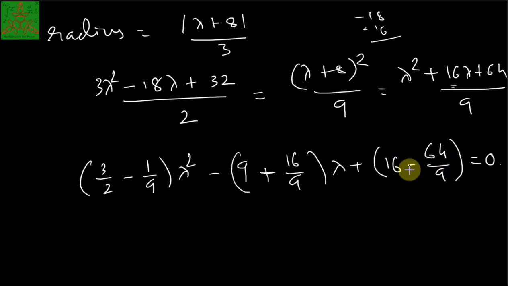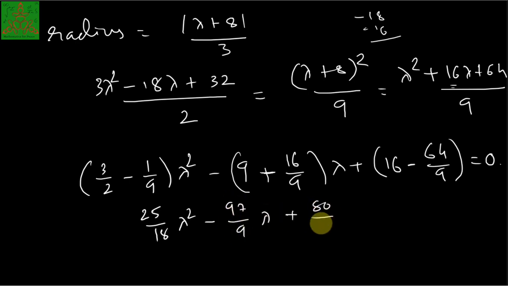Simplify this quantity, and we'll have the values of lambda. It will give you 25 upon 18 lambda square minus 97 upon 9 lambda plus 80 upon 9 equal to 0. So this will give you 25 lambda square minus, if I multiply by 2 here, there is 97 into 2.